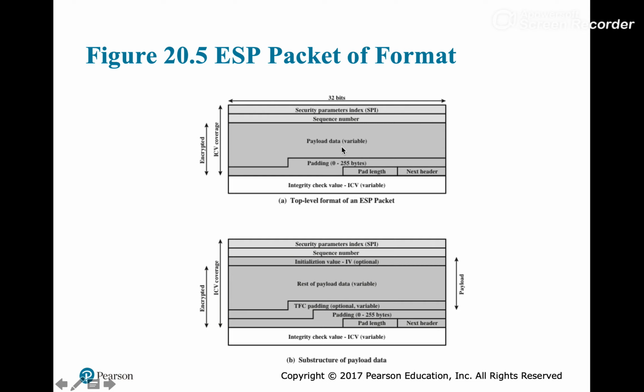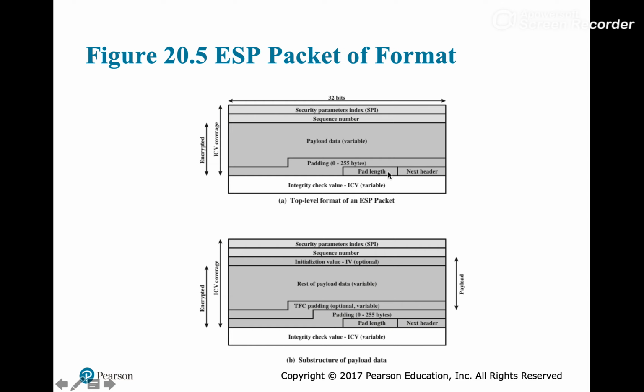Payload data can have a variable length. There is no fixed length for it, but overall these fields, payload, pad length, and next header, should be a multiple of 32 bits. If it is not a multiple of 32 bits, we have to add some padding. We can add a maximum of 0 to 255 bytes of padding, and in the pad length field we have to specify how many padding bytes we have added.